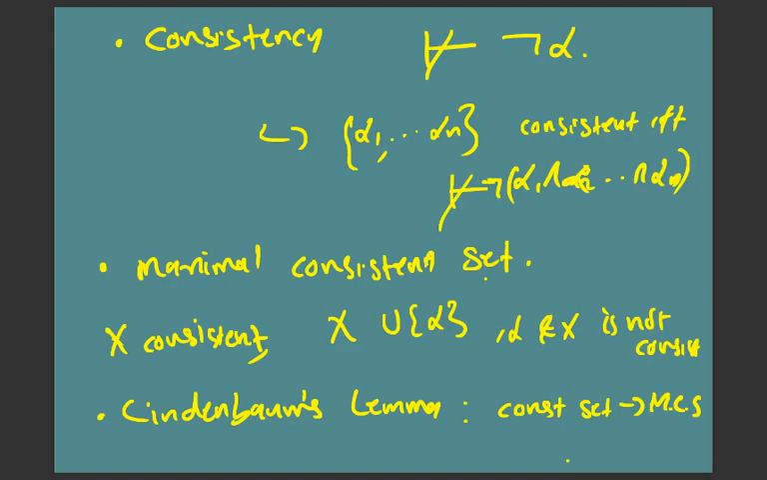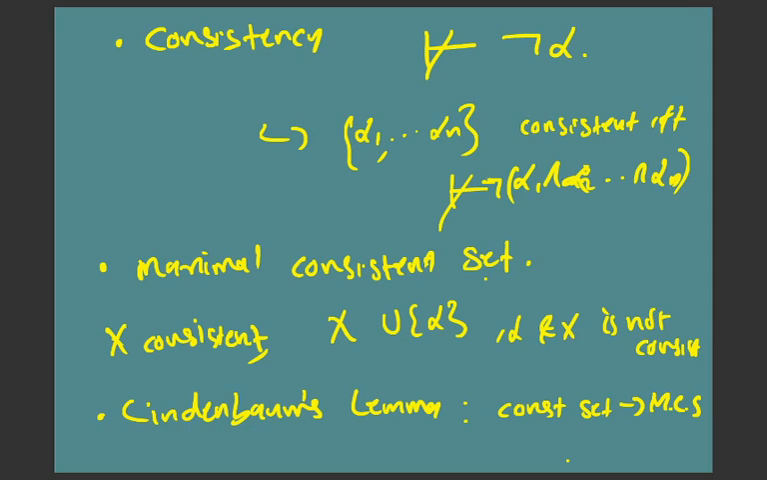Then we looked at consistency. We say that alpha is consistent if negation alpha has no proof in the system. So if it is not derivable, then it is consistent. If negation alpha is not derivable, then alpha is consistent. And if you have a finite set of formulas alpha 1 to alpha n, then they are consistent if the negation of the conjunction of these formulas is not provable. Then for an arbitrary set we said that if every finite subset is consistent, then it is also consistent.